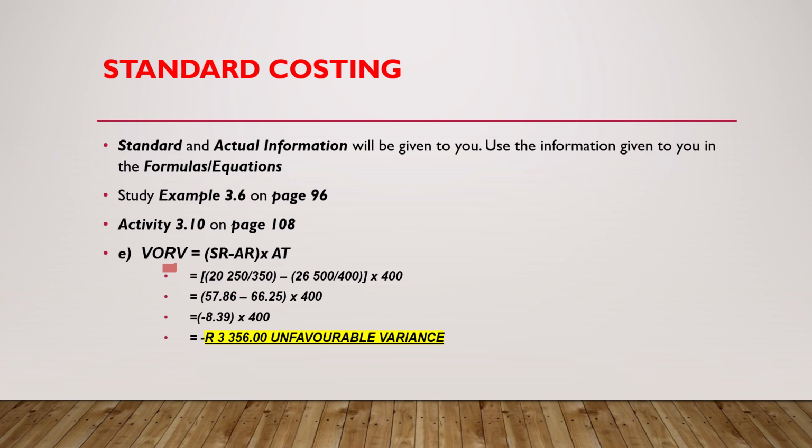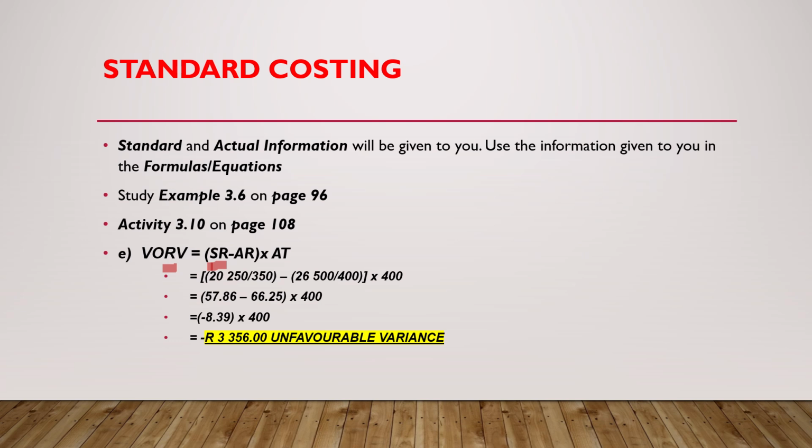So the formula will be variable overhead rate variance, which is equal to standard rate minus actual rate times actual time. Sorry. All right. Now remember, we said when we are doing variable overheads, the standard rate and actual rate are not the normal ones you previously calculated. They have their own calculation. And then from the previous slide we said standard rate will be your budgeted variable overheads divided by budgeted labor.